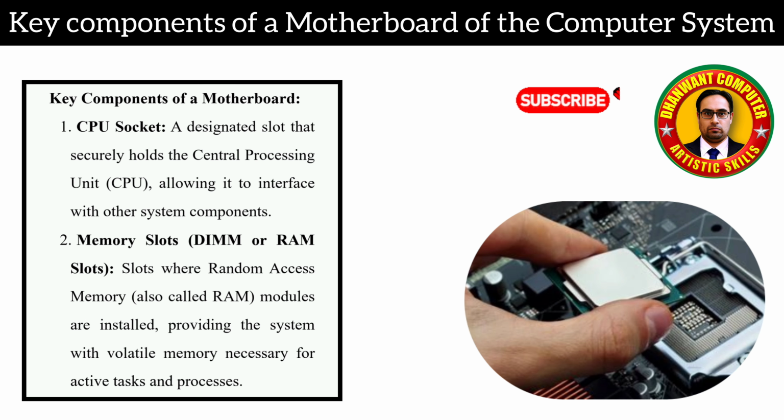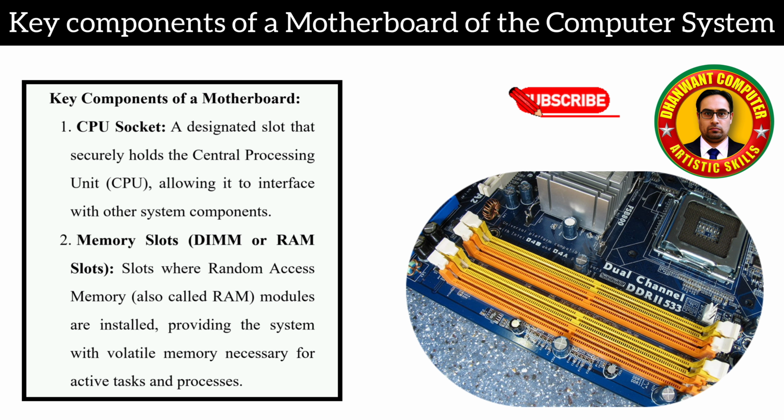Key components of a motherboard. 1. CPU socket, a designated slot that securely holds the central processing unit, CPU, allowing it to interface with other system components. 2. Memory slots, DIMM or RAM, the slots where random access memory, also called RAM, modules are installed, providing the system with volatile memory necessary for active tasks and processes.